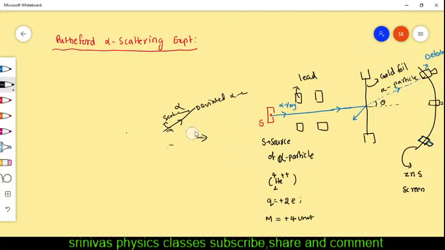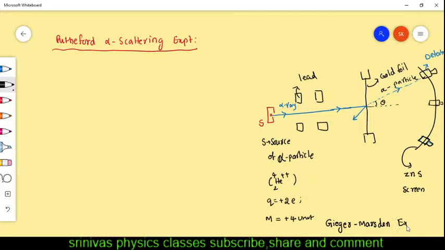And this Rutherford alpha scattering experiment was actually done by his students, whose names are Geiger and Marsden. Actually this setup was made by these two scientists. They were also scientists. At the age of 20 years only they did this. Geiger and Marsden.